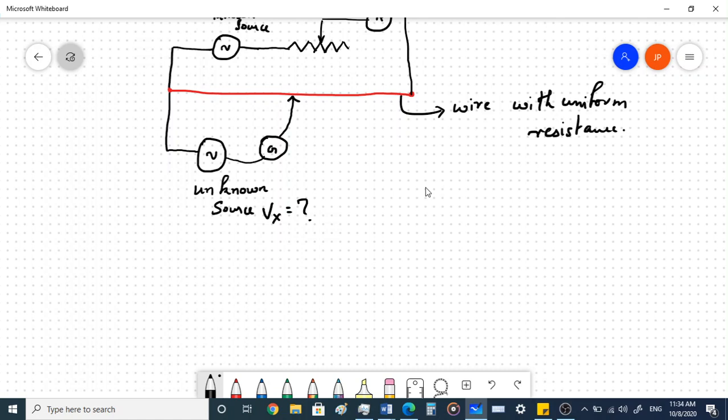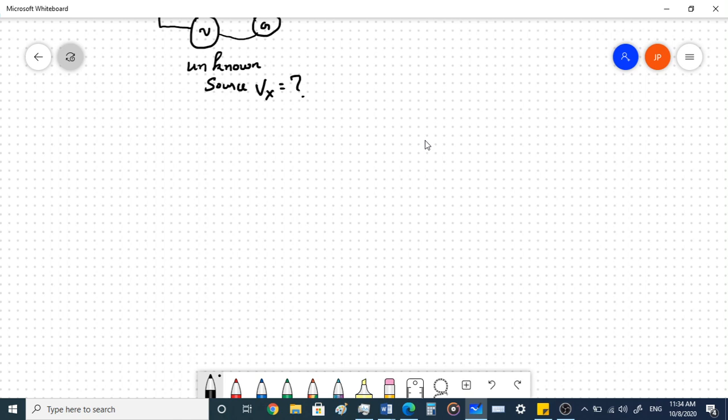So first of all, what we need to have is a DC source, a DC standard cell. So we take a DC standard source, like the one we explained in the previous class, generally of 1.08 volts, and then we have our potentiometer wire connected, and then we have the AC source.